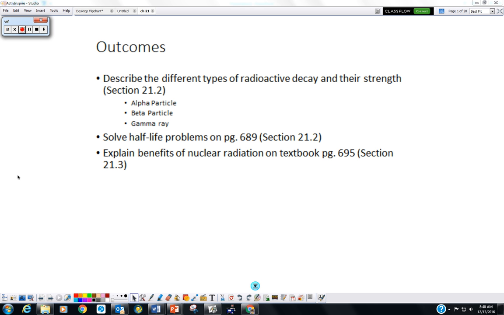Welcome. Today we are going to be looking at describing the different types of radioactive decay and their strength: alpha particle, beta particle, gamma ray. We will also look at the different types of decay. Next thing we're going to be doing is solving half-life problems coming from our textbook. And lastly, explain the benefits briefly of nuclear radiation.